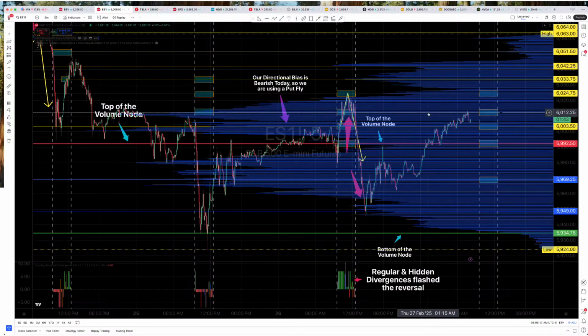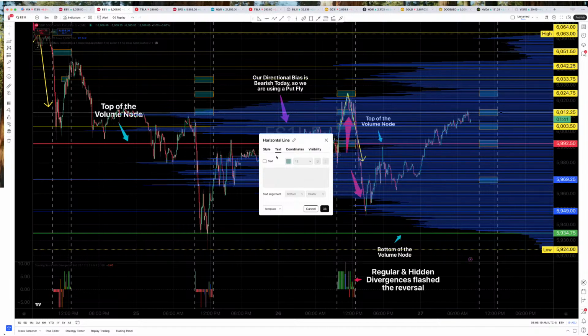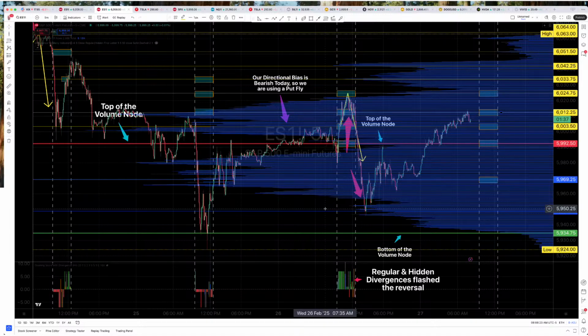I'm not having good luck here this morning. There it is. I'll make it a little bit thicker. So this is the bottom of a child node. You notice how I have them colored differently. The very large node below us, I colored the top of the node red and the bottom of the node green.